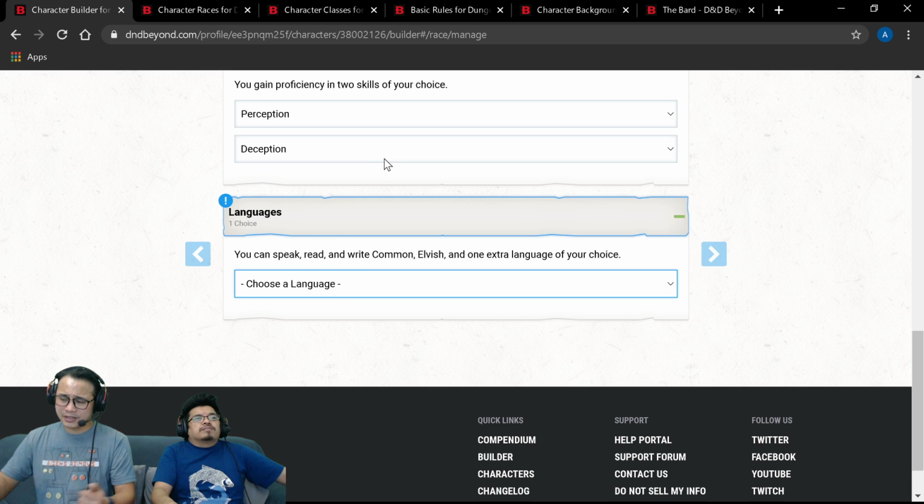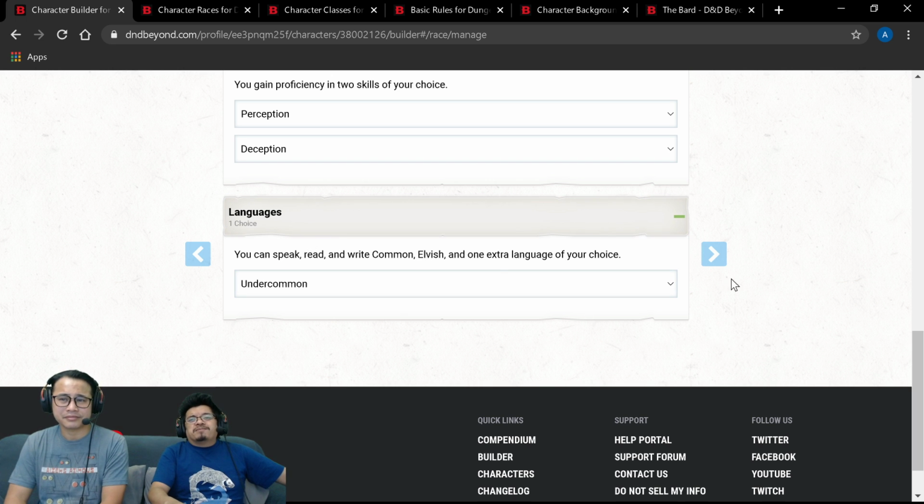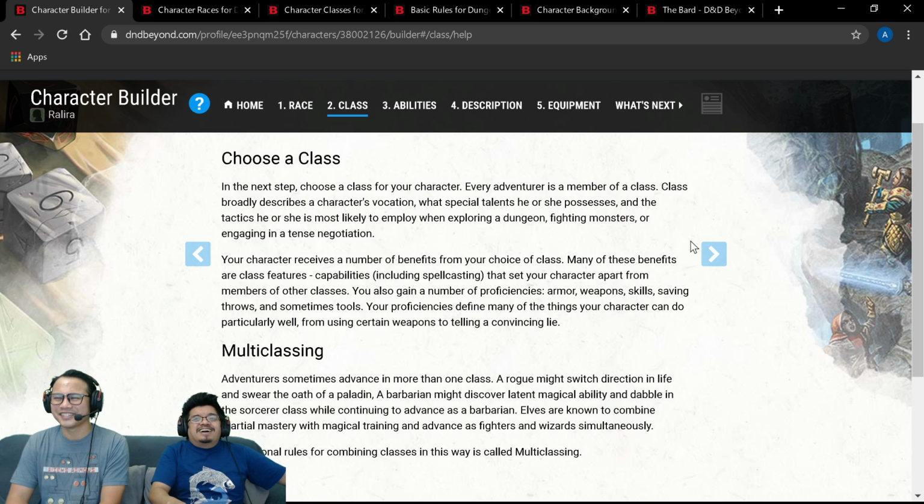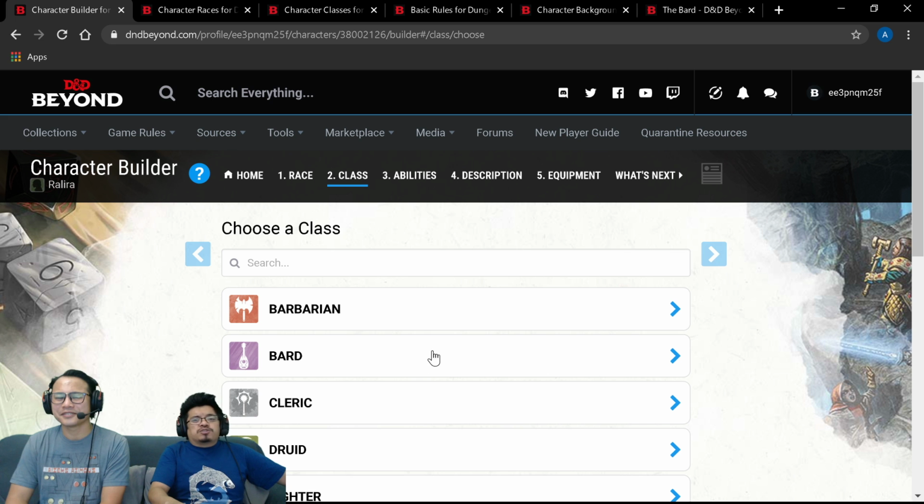just to give an example, the campaign will take place in the Underdark. In the Underdark, they speak Undercommon. So we're going to choose Undercommon, so that way we get to talk to almost anybody. Anybody who speaks Undercommon in the Underdark. So we're choosing the class now, and we've been talking about Bard this whole time.